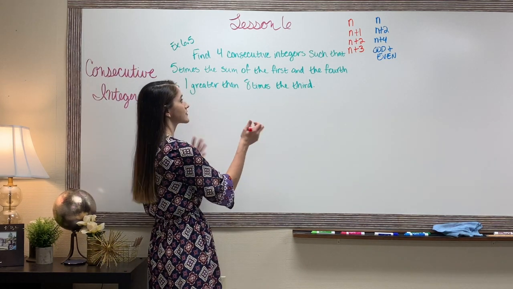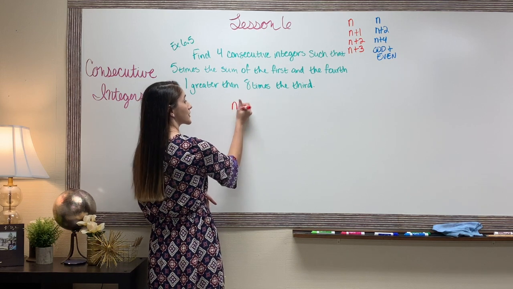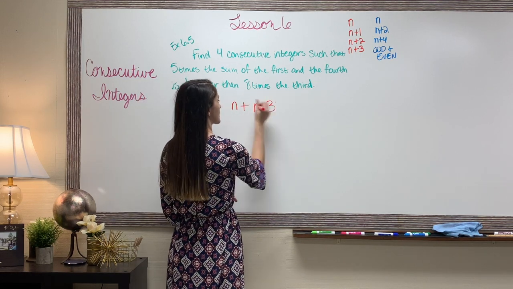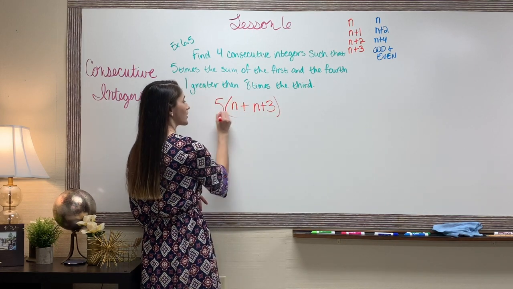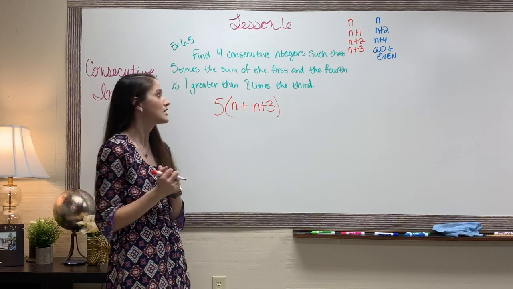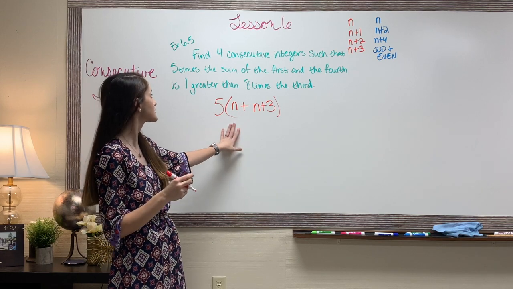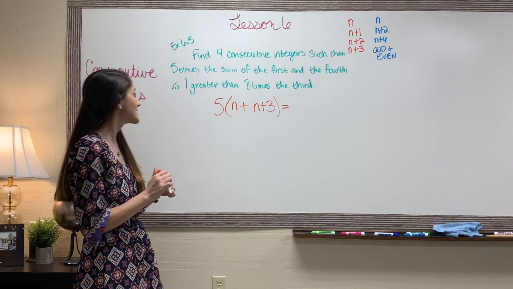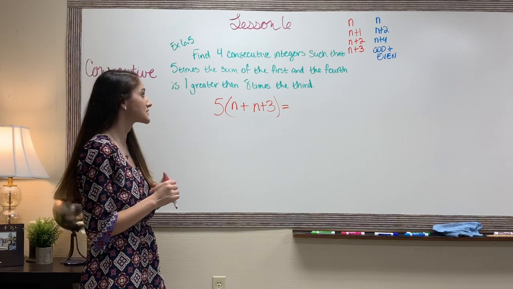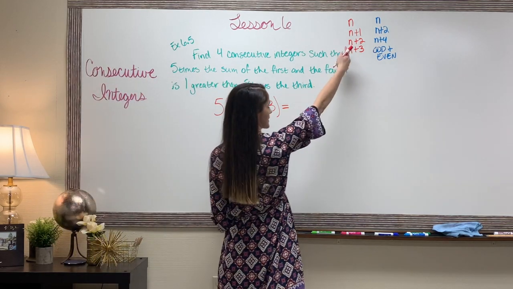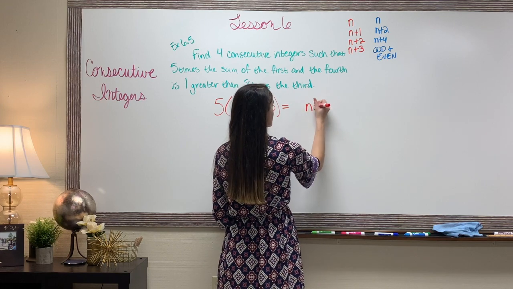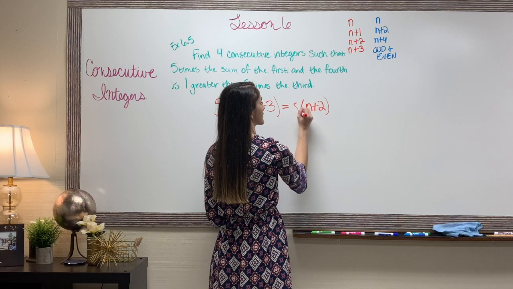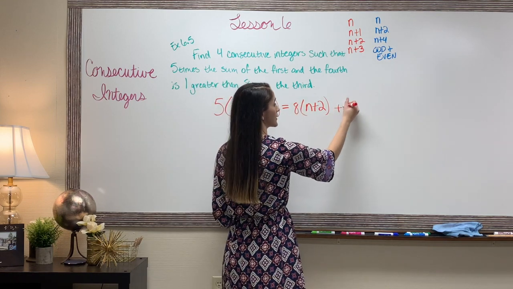Okay, now I can find 4 consecutive integers such that 5 times the sum of the first and the fourth. So first I need to write the sum of the first and the fourth. Our first is n, and our fourth is n plus 3. And they're wanting to multiply the entire thing by 5. So 5 times the sum of the first and the fourth is, means equals, 1 greater than 8 times the third. So what is the third? The third is n plus 2. But it says 8 times the third. And then it also says it is 1 greater.